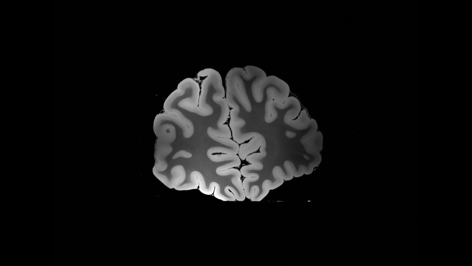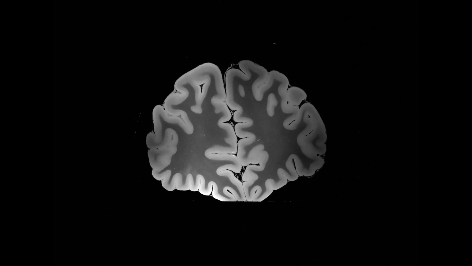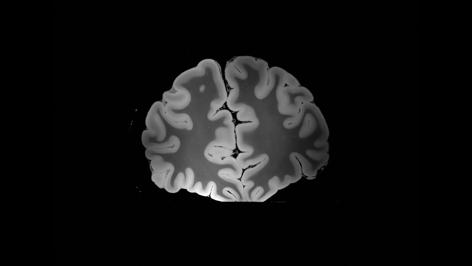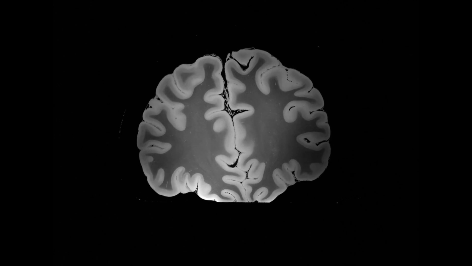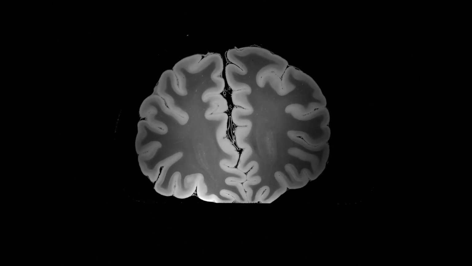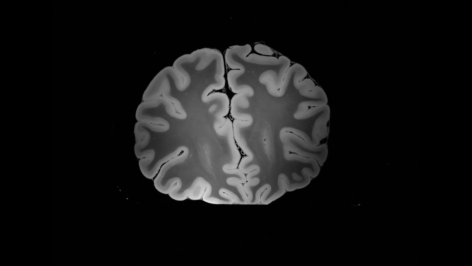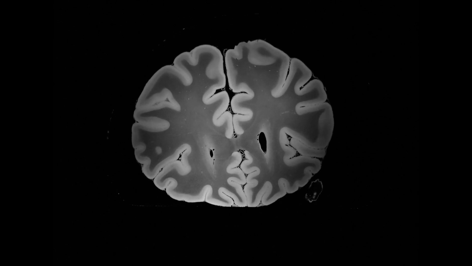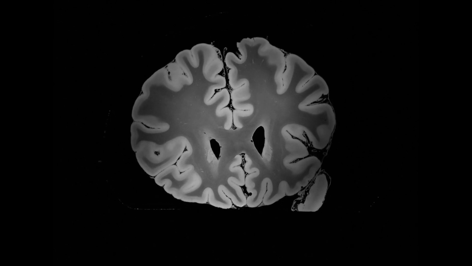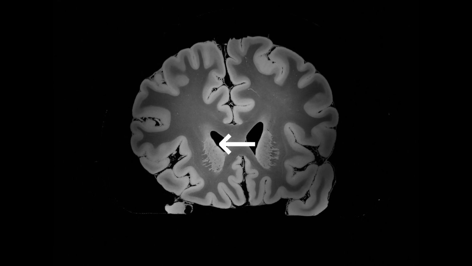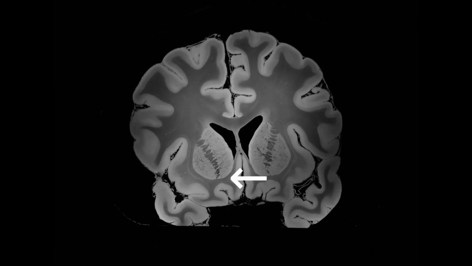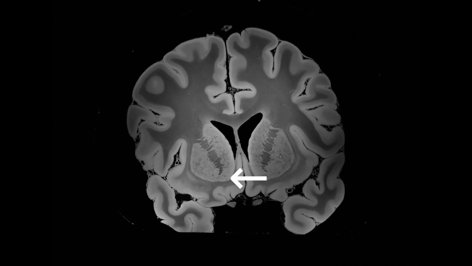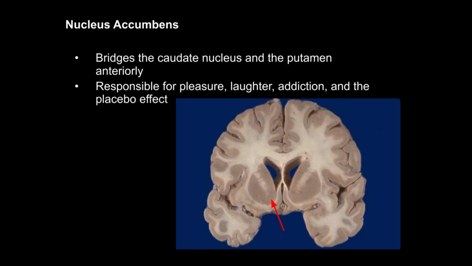For example, as we approach the basal ganglia from anteriorly, as we will see in the next few slides, that's the frontal horn of the lateral ventricle, and then that is the caudate and the putamen joined in front by the nucleus accumbens. As we can see, the nucleus accumbens is part of the pleasure systems of the brain.